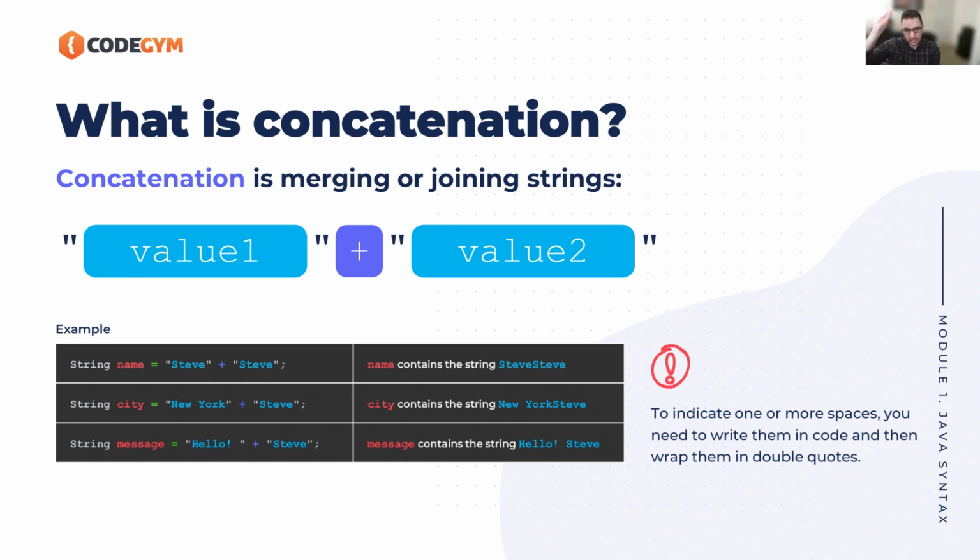Okay. The last example also has the same idea. We have a hello, exclamation mark, and we have a space. So now we got hello, Steve, and they're actually separate, like a real world situation, right?